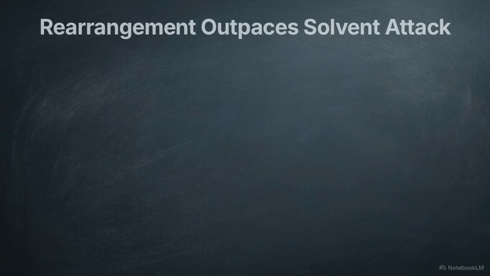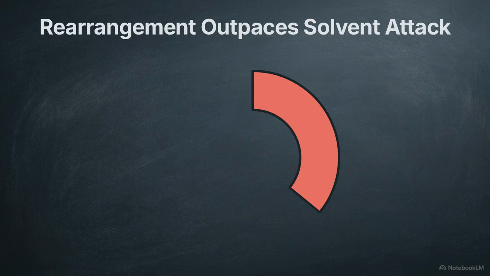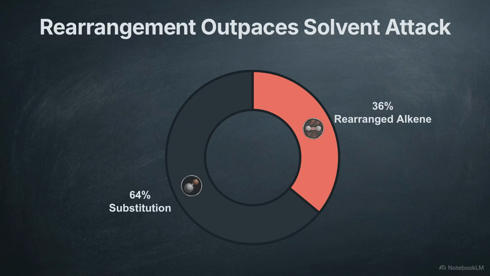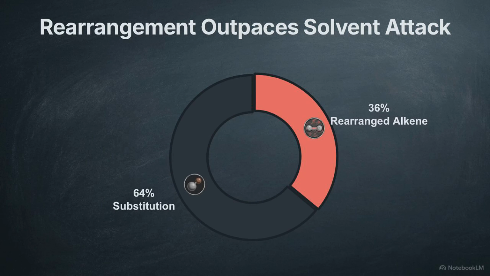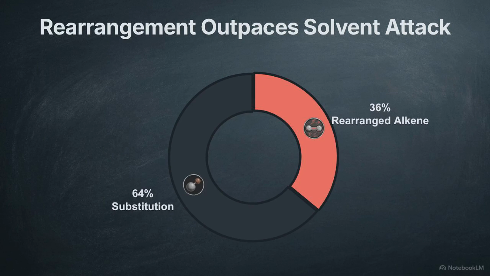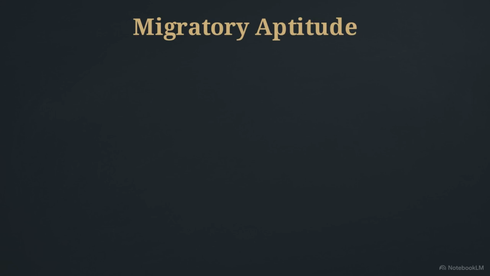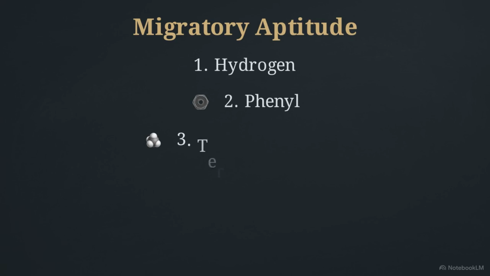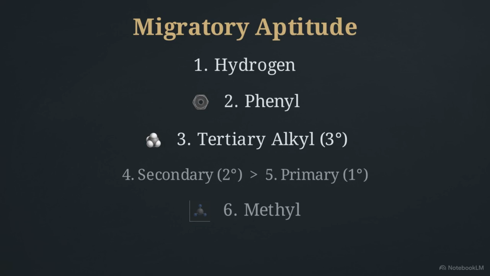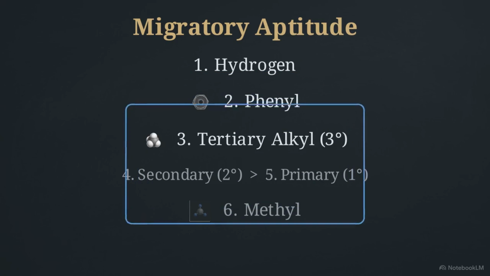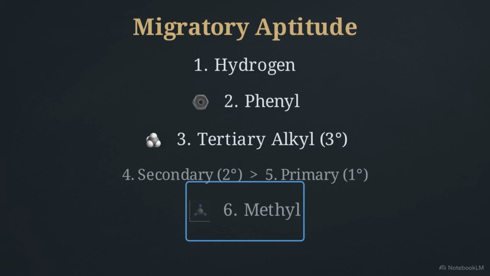Isotopic labeling studies confirm that under mildly basic conditions, this reaction yields a 36% proportion of rearranged alkene. The intramolecular shift is so energetically favorable that it physically outpaces the speed of external solvent attack. This hierarchical flowchart introduces the concept of migratory aptitude. When multiple different groups surround a reactive center, the group best able to bear and stabilize a positive charge will shift first. Hydrogen possesses the highest aptitude, followed by phenyl, then tertiary, secondary, primary, and finally methyl groups.